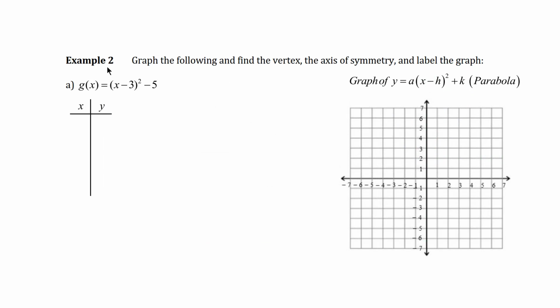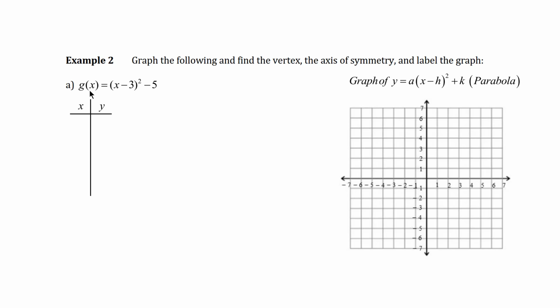For example number 2, graph the following and find the vertex, the axis of symmetry, and label the graph. We're going to graph a function in the form y equals a times the parentheses x minus h squared plus k. This is also the graph of a parabola. For this example, we're going to explore how the values of h and k affect the position of our graph.